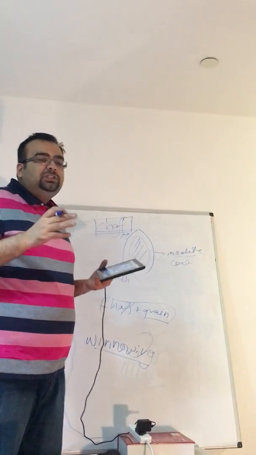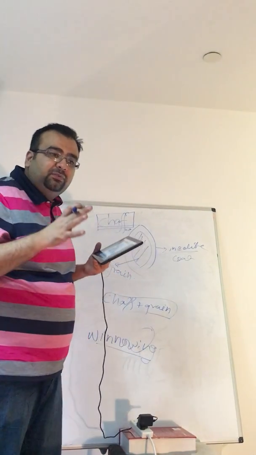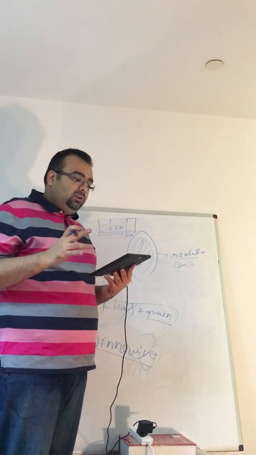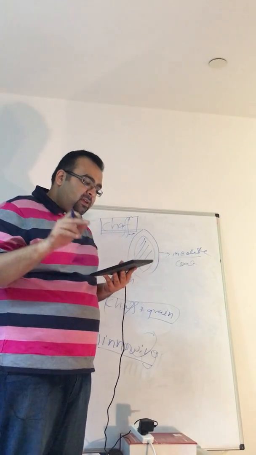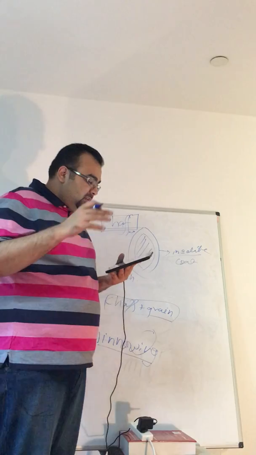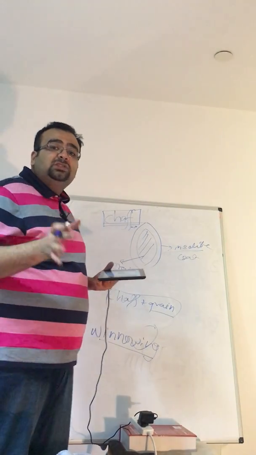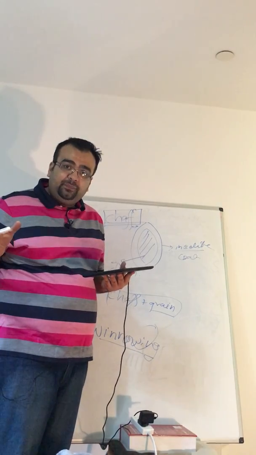I'll clarify these terms again. The initial step of separation of chaff from the grain, the edible part that we are interested in, is called threshing. And when the chaff is fully removed from the grain, it is called winnowing. Okay.